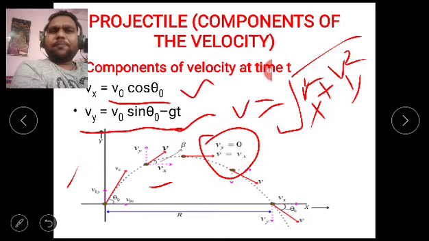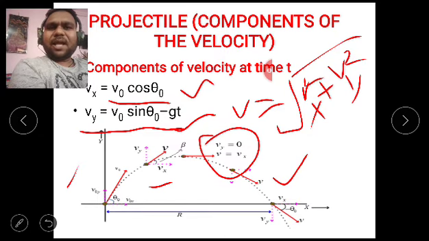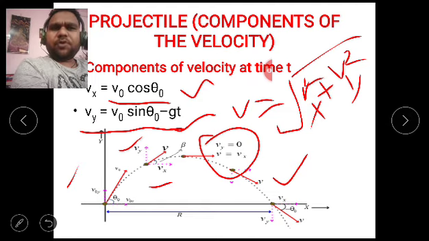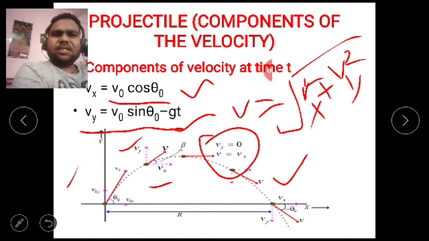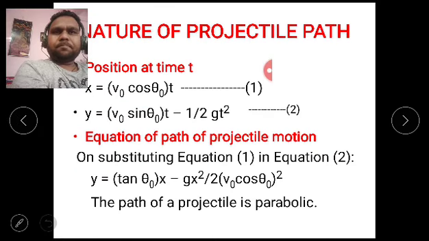But the horizontal component of the velocity will remain the same. And after reaching the highest point, during the descent of the projectile, the horizontal component will remain the same in the same direction, but the vertical component will act downwards. And during the ascent of the projectile, the vertical component of the velocity will act upwards. So these things you need to consider. Now we will move to the next slide.